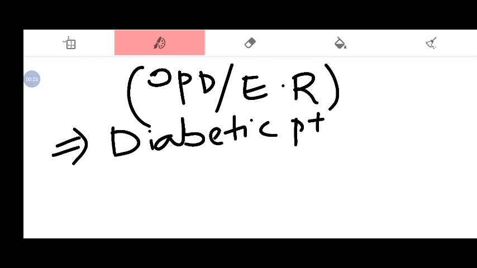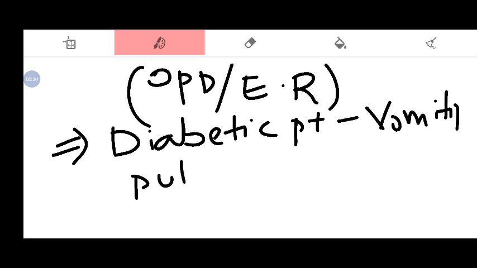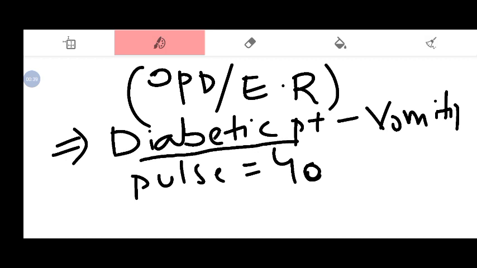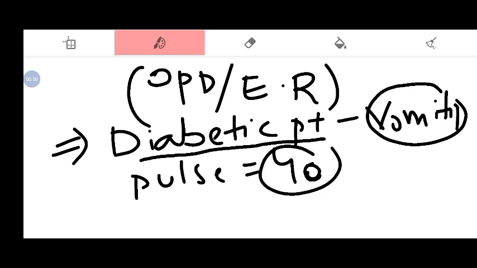A diabetic patient came to the ER with vomiting. Diabetic patient with vomiting. Pulse is 40. So one can think a patient is diabetic, so that is a high risk factor for coronary artery disease or ischemic heart disease, and the patient is vomiting while looking at the pulse of 40, one can think that the patient is having severe bradycardia.